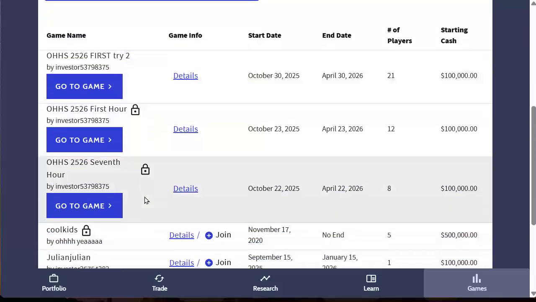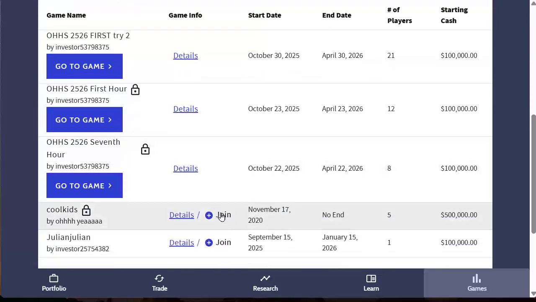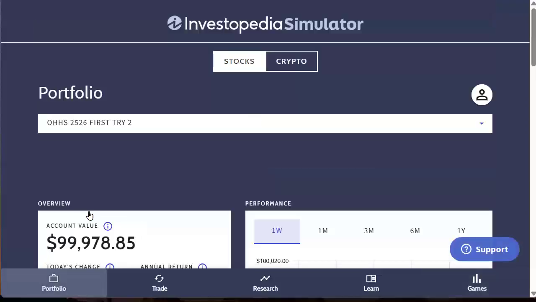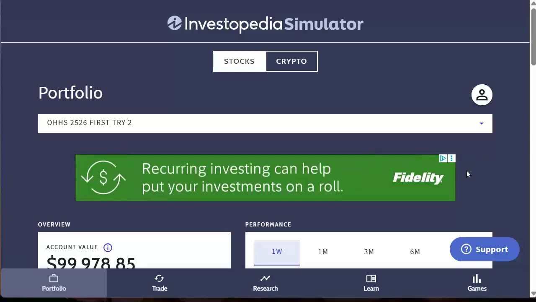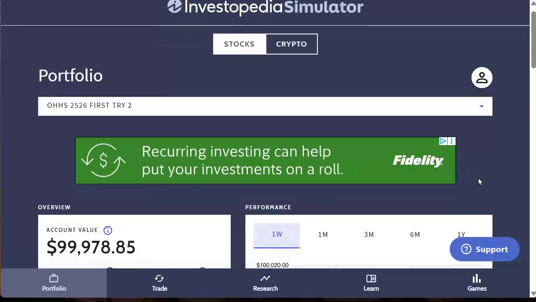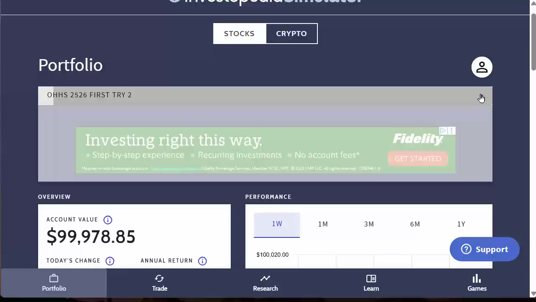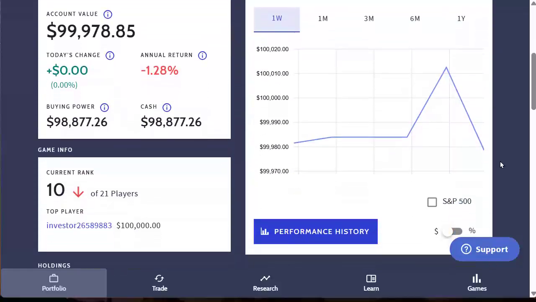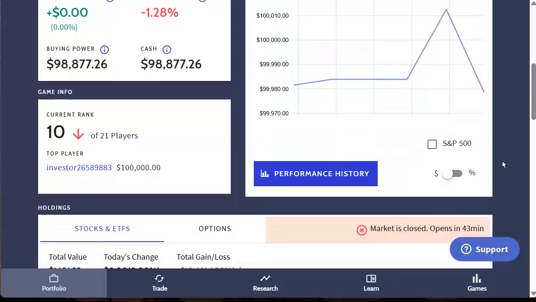Okay. And you can see how it says join game. Okay, so we're going to go to the game. This game has already been set up in my class. You'll notice there are ads in here. You'll see a little list here that shows different portfolios if you have different portfolios set up. In this current game, there are 21 players, so we should be up to 29.